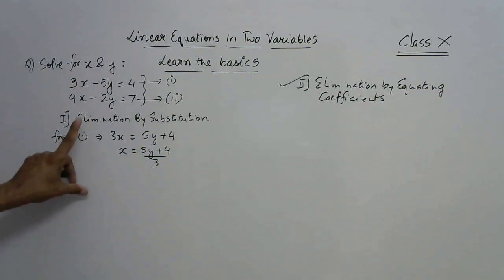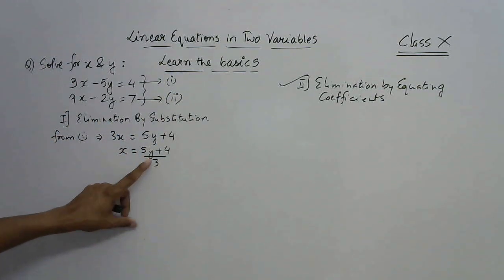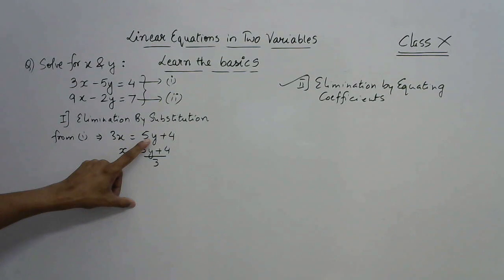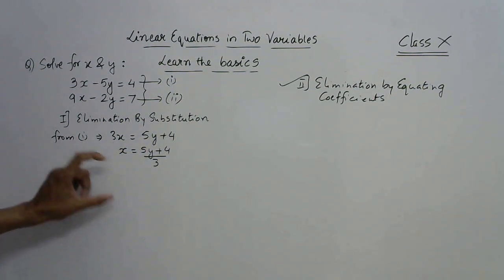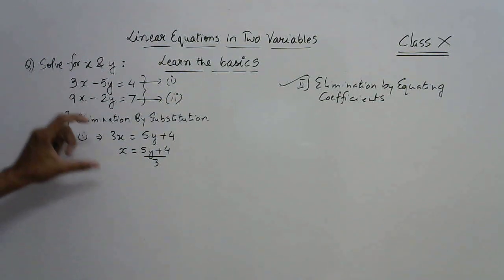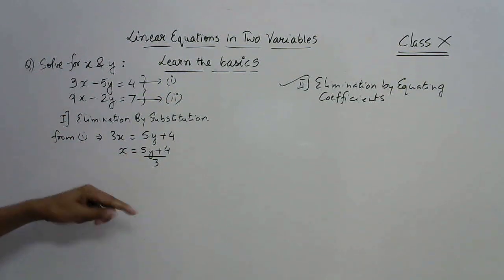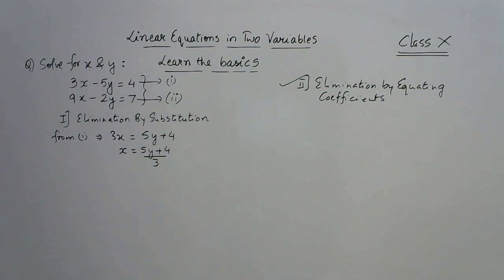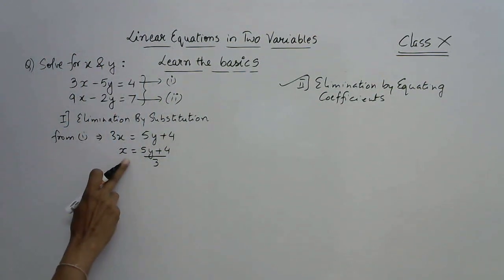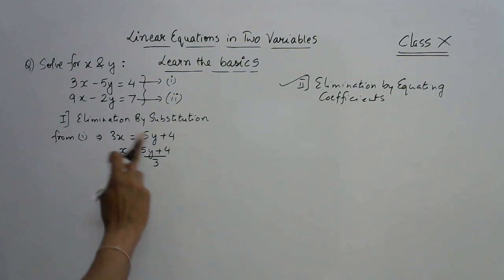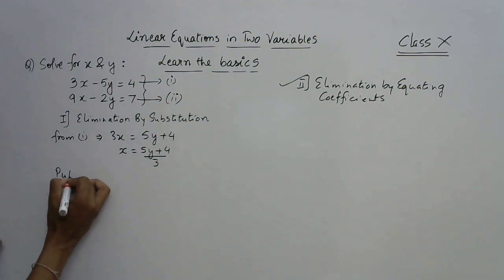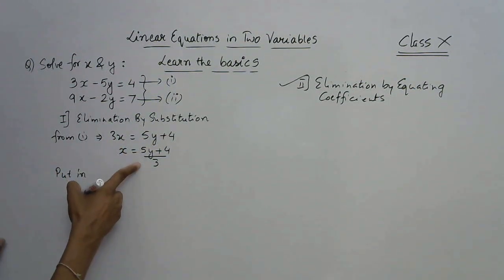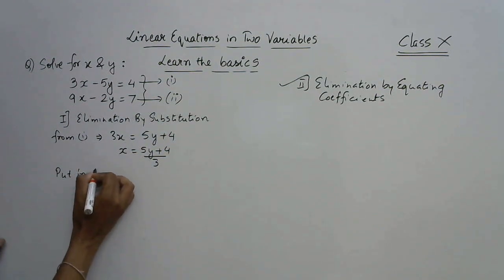You can do this from the second equation also, or you can find the value of y in terms of x also. So it can be done any way. Whichever one you think has easier coefficients to handle, you can adopt that method. So from any one of the equations, find the value of one variable in terms of the other variable, and then substitute this in the other equation. So from 1 I have found the value of the variable x, so I will substitute this in the second equation.